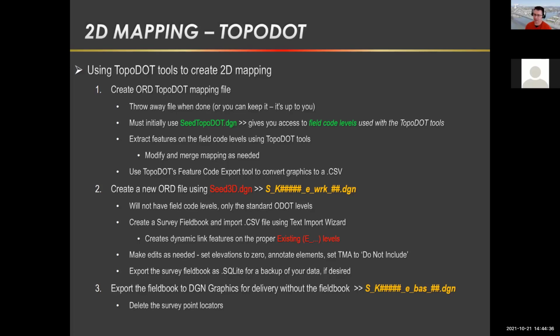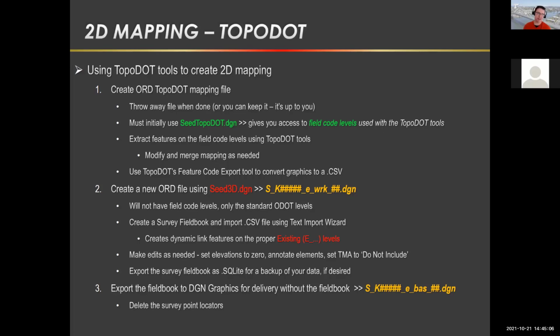And then the third file you're going to create is your base file that's going to be up in your base folder. And this is not going to have a field book in it. So in the field book, you can right click on it and export all that to your DGN graphics. And it strips it, leaves the graphics, but strips the field book out. And that's what you would deliver. You are going to have the survey point locators, which we'll see in the demo, but you can easily go in and delete those, and your file should be done.